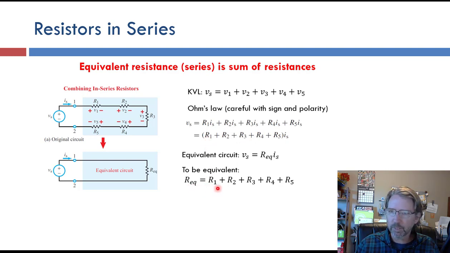So R equivalent equals R1 plus R2 plus R3 plus R4 plus R5. These are in series. The big takeaway is that resistors in series add, which you may have already seen before. But it's also a really good application of using Kirchhoff's voltage law in combination with Ohm's law to solve for a circuit. We could find Is given all the parts of the circuit, the voltage and the resistors. And then once we know Is, we could solve for the individual voltages. So this is a really powerful combination of laws.